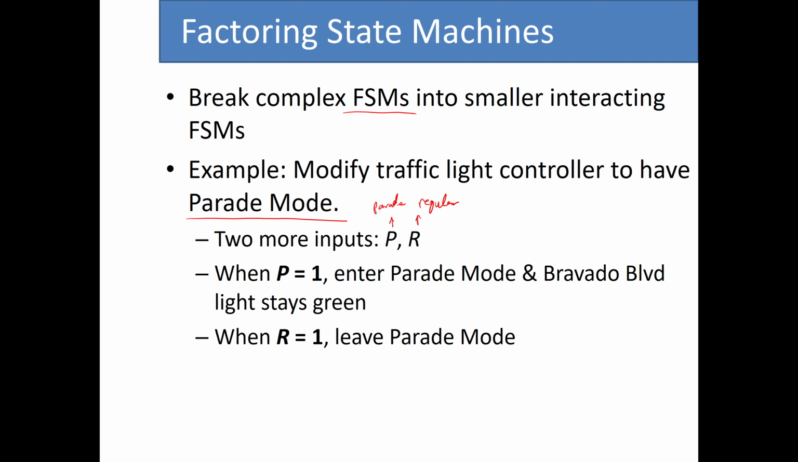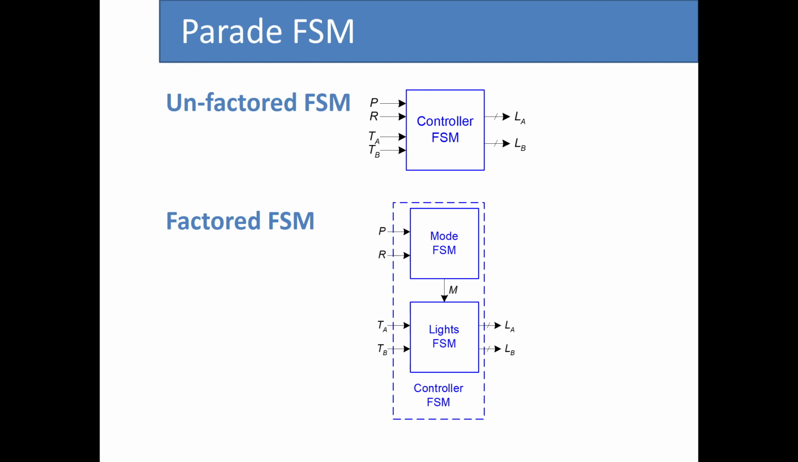You might say, why do we need two inputs to show the parade mode or the regular mode? We can do it using only one input too. So what if we only use one input, P? If P was 1, that represents the parade mode, and if P was 0, that represents the regular mode. But the whole point is that even with these minor things, if you don't factor your FSMs, the system becomes more and more complex.